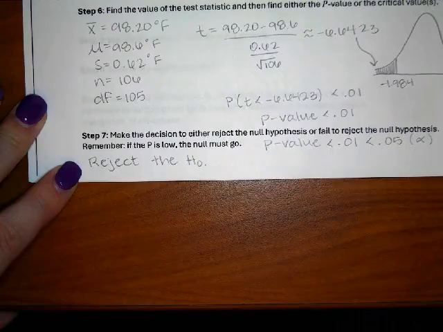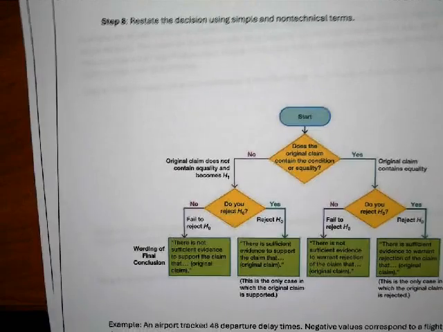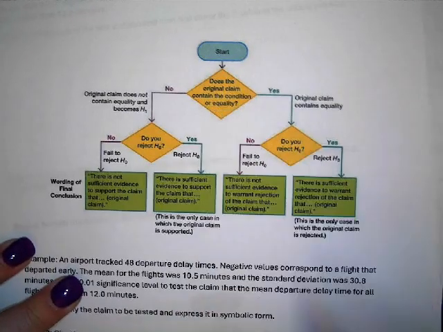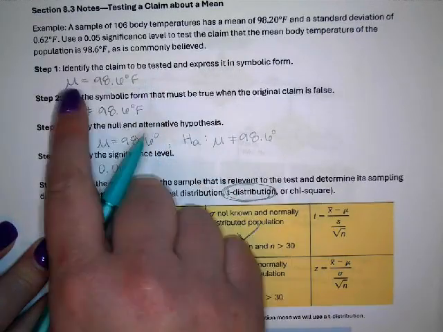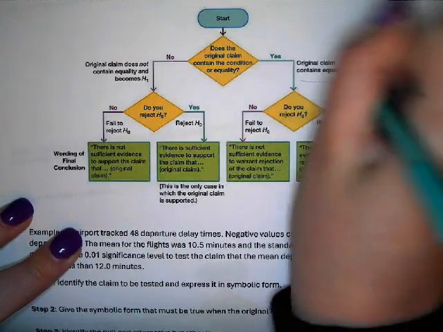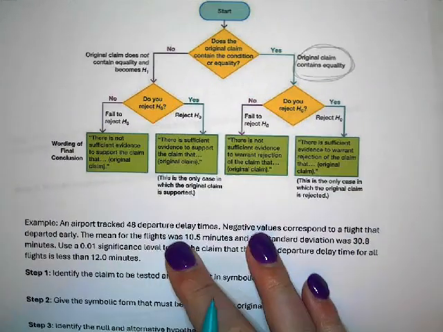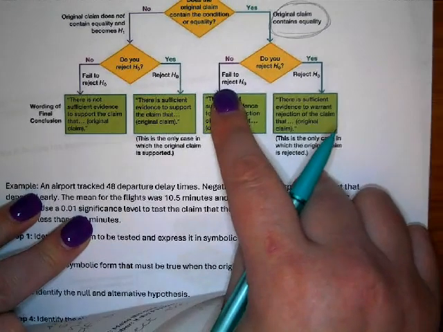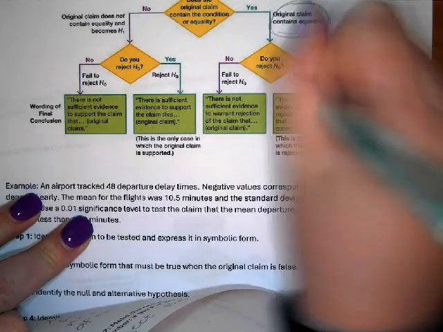Okay, my next step, step 8, is to go through and restate the decision using simple and non-technical terms. So, does the original claim contain the condition of equality? Identify the claim to be tested. Here we had mu is 98.6. That was the original claim. It had equality. And so here we're going to say yes, the original claim contains equality. All right, then step 2 says, do you fail to reject the null or do you reject the null? We reject the null. And so this is how we're going to start our sentence.